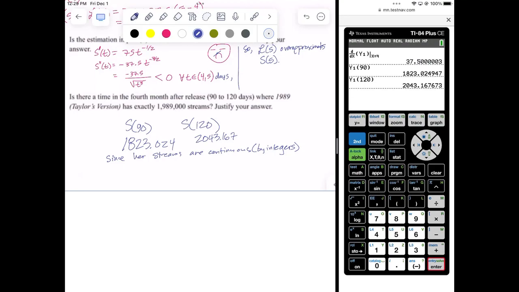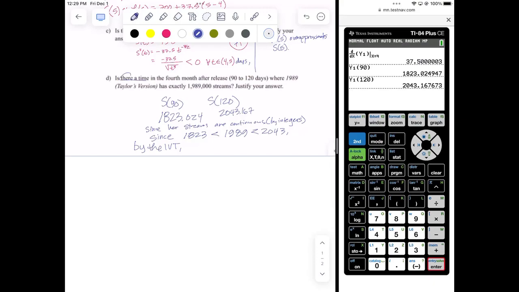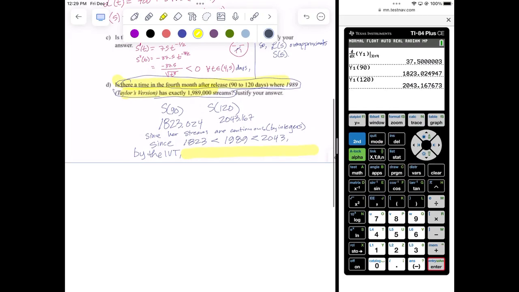Okay, so we know since the inequality, since 1823 is less than 1989, which is less than 2043, comma, by the IVT, intermediate value theorem, and then we just reuse the words that we wrote here. There is a time in the fourth month after release from 90 to 120 where it has exactly 1,989,000. So we just rewrite all this stuff again. I'm not going to rewrite all that because that's a lot to write, but we would write all of this right here. Okay? So yes, there had to have been a time.